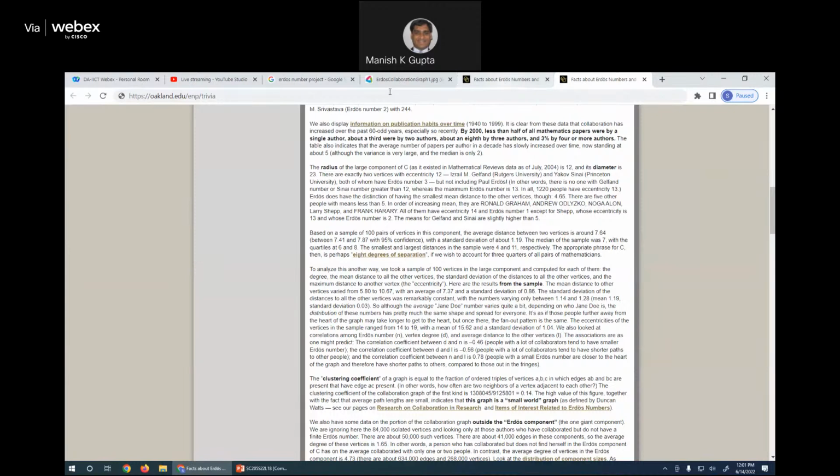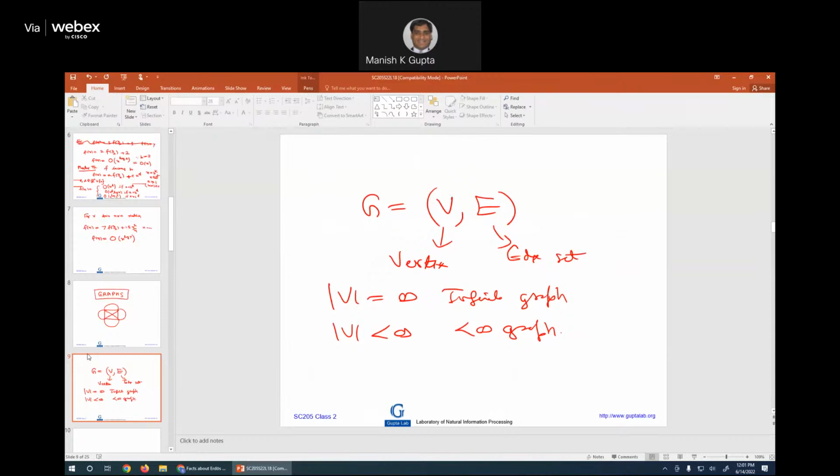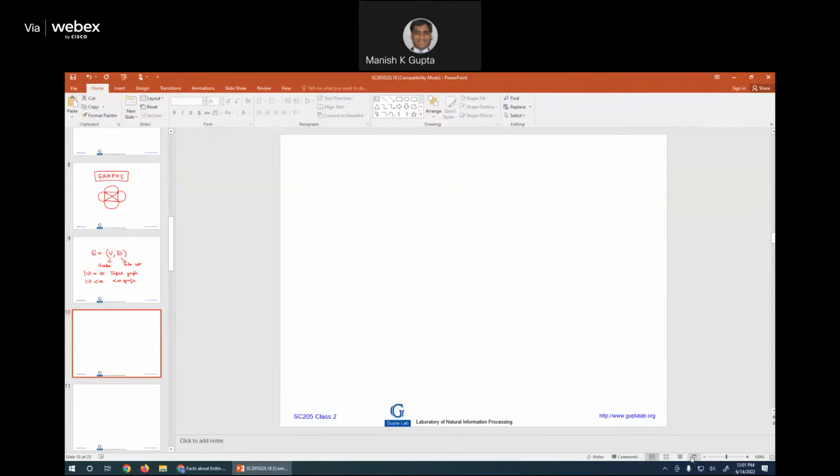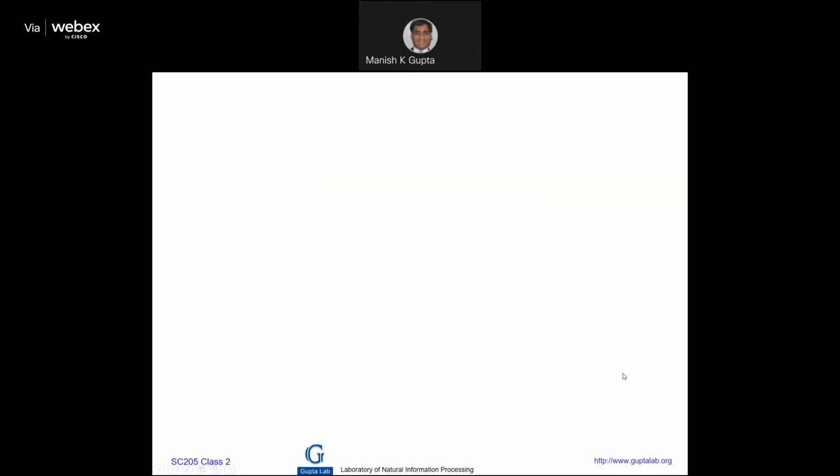Now I can give you some definitions. Simple graph: each edge connects two different vertices, and no two edges connect the same pair of vertices. No two edges.